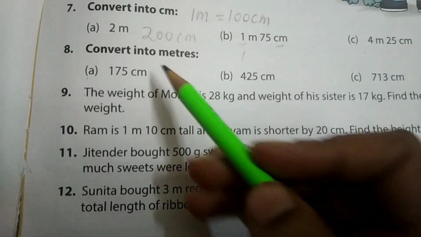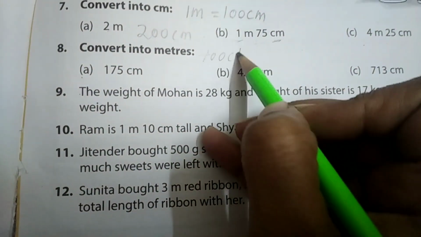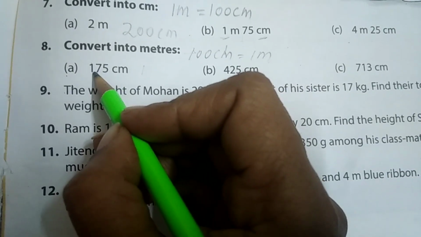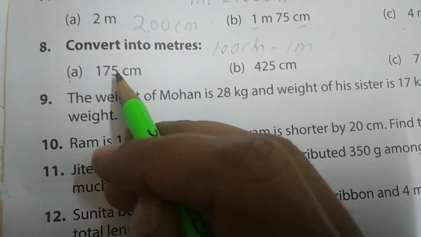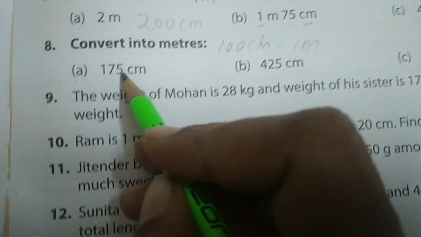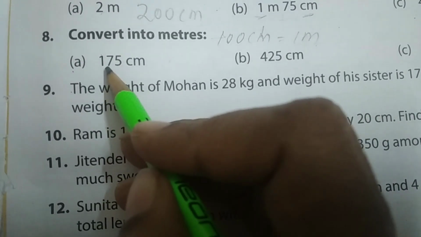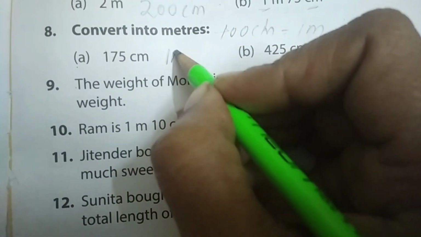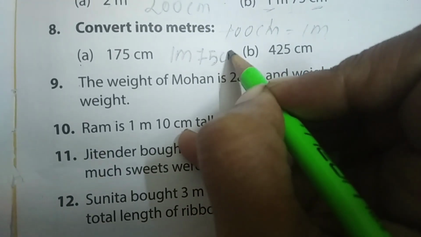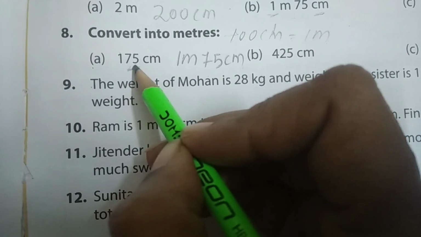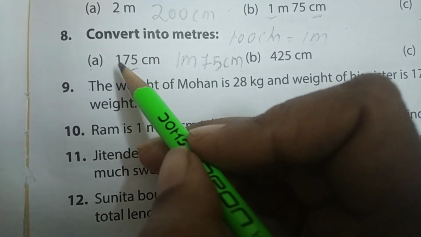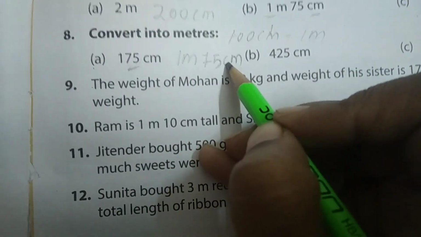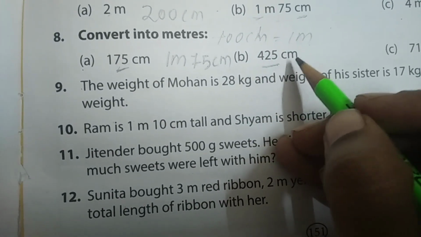Now already you know that 100 centimeters is equals to 1 meter. So if the question is like this, 175, what you have to do is take the last 2 digits, that is 1's place and 10's place, and separate them. So before that, that is the meter. 1 meter 75 centimeters. Understood? The last 2 digits will be your centimeter and the number before, whatever is there in the hundreds place, that will be in the meters. 1 meter 75 centimeters.